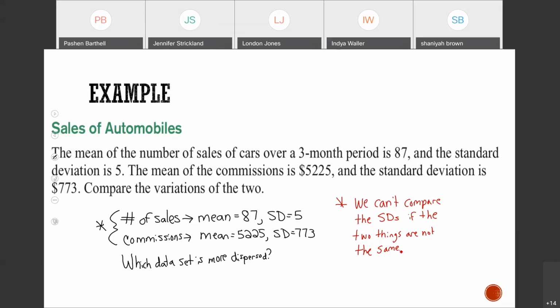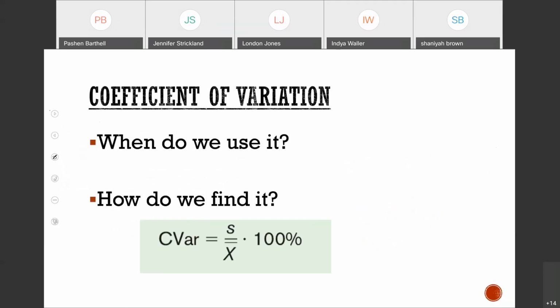The way that we're going to deal with this is we're going to convert both of these things to the same thing. We're going to pick something else, and we're going to make a conversion for the number of sales, and then a conversion for the commissions, and then they will be the same because we're converting them both to the same unit. We're going to come back to this problem in just a second. The thing that we're going to use is what's called a coefficient of variation.